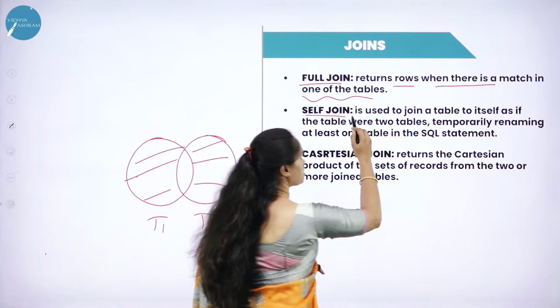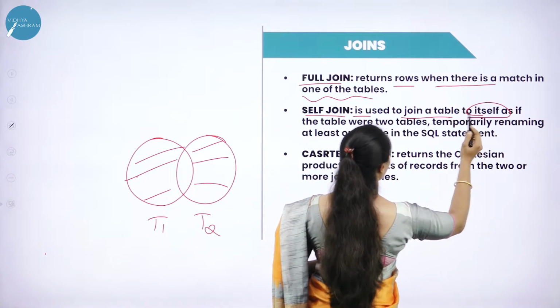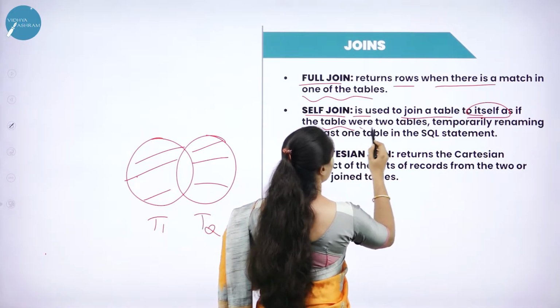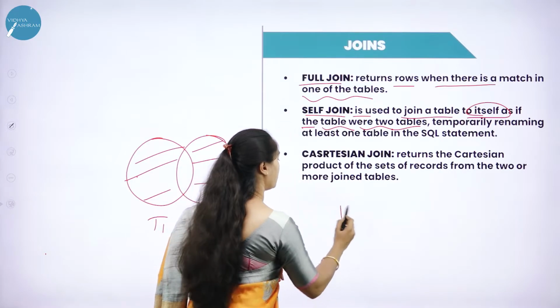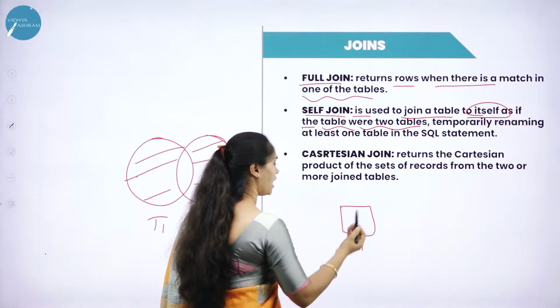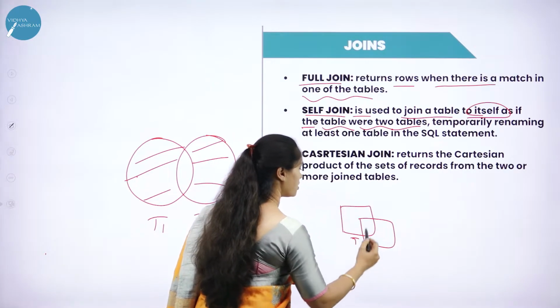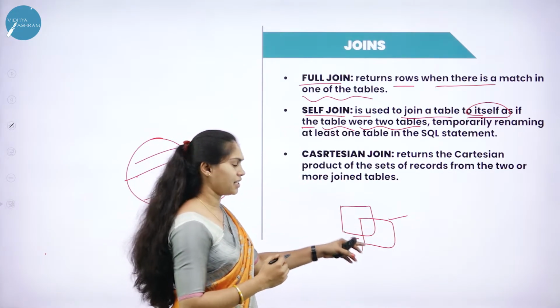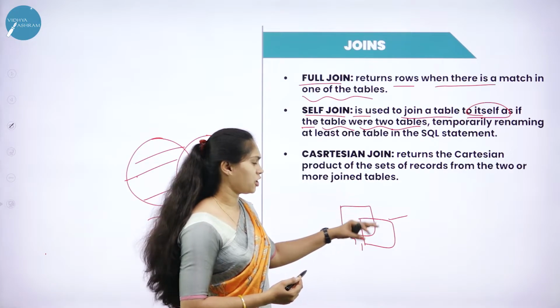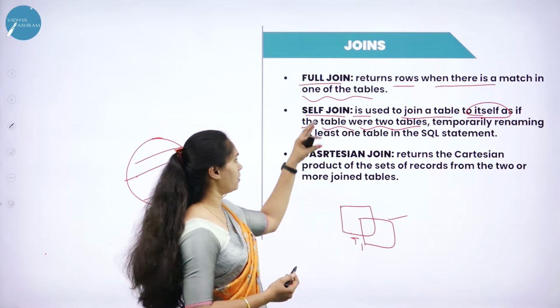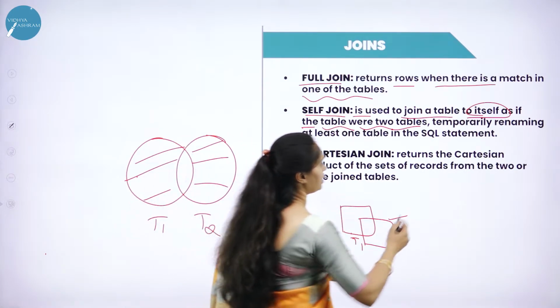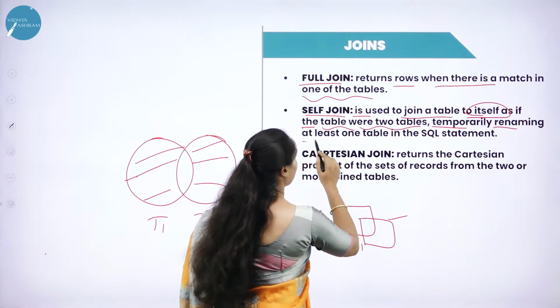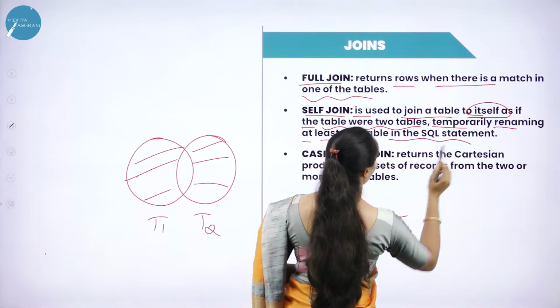So here it is used to join a table to itself as if the table were two tables. For example, consider we have a table 1 and this table 1 is joining to itself. So I just wanted to name this table 1. The contents are the same and the table is joining to itself. That kind of join will be termed as what? Self join. And temporarily we are going to rename at least one table in the SQL statement.